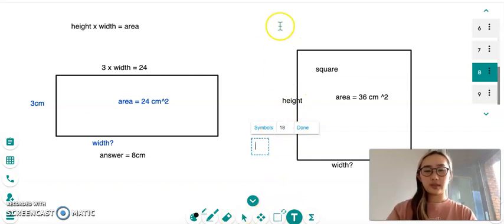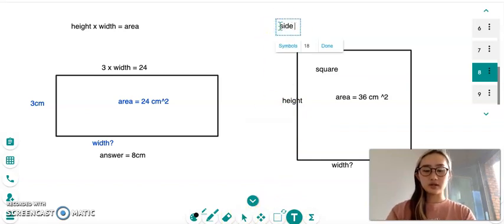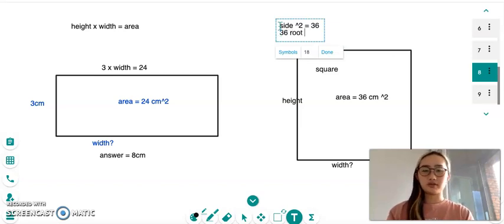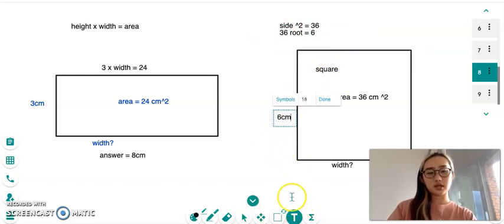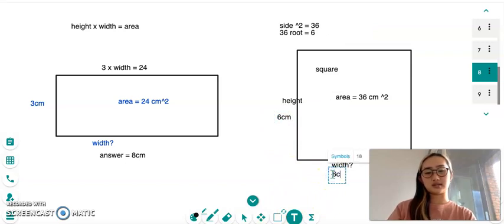So in this case, it's side squared equals 36, which makes it the square root of 36. They might not have come across roots yet, but I'll just explain that it's the opposite of squaring something, which is 6. This makes the height 6 centimetres and the width 6 centimetres.